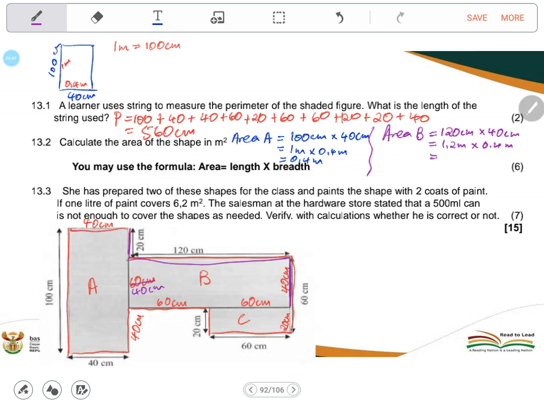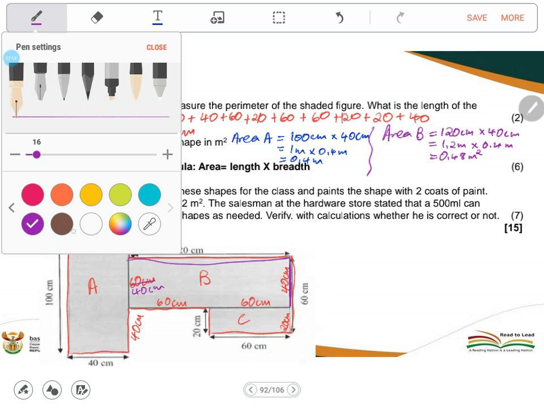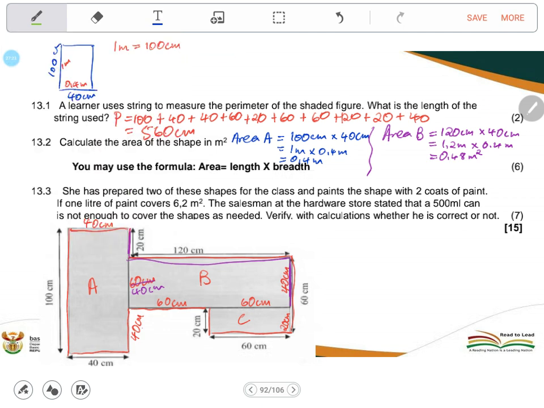That's why I'm moving quickly, because that's the gist of this calculation. So in this calculation, therefore, we will get 0,48 square meters. Okay, 0,48 square meters. Now I also want to use a different color for the next shape, which is C.